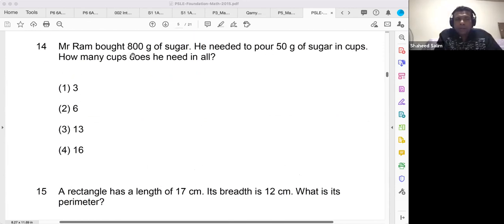Mr. Ram bought 800 grams of sugar. He needed to pour 50 grams of sugar into each cup. That means every cup gets 50 grams of sugar. So with 800 grams, how many cups can he pour the sugar into?